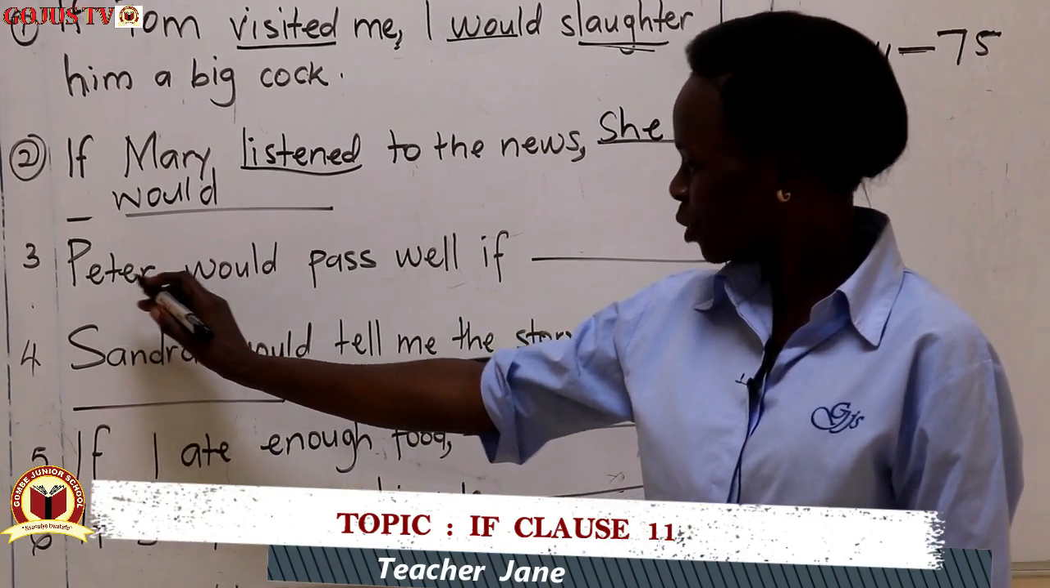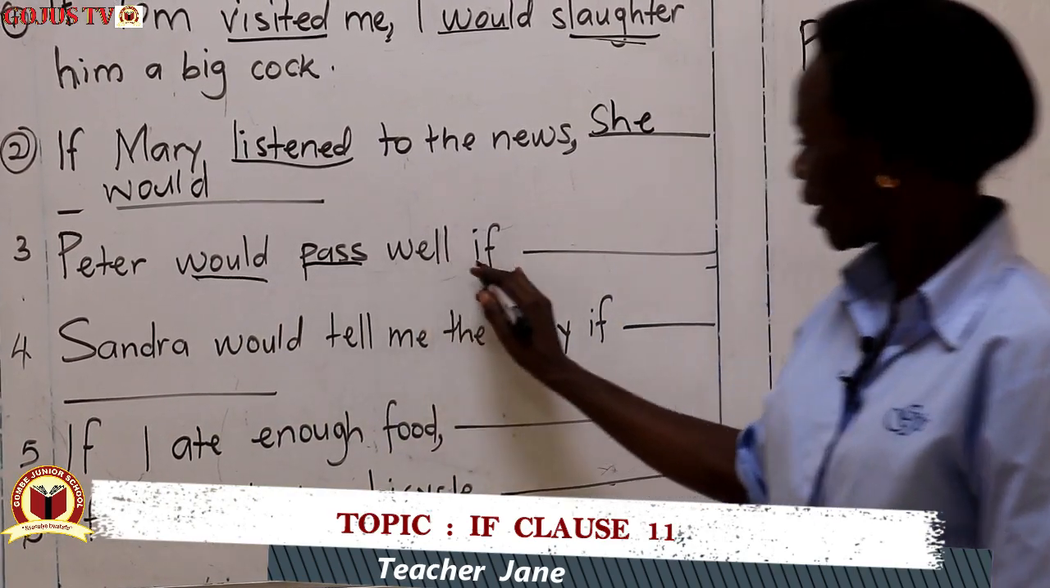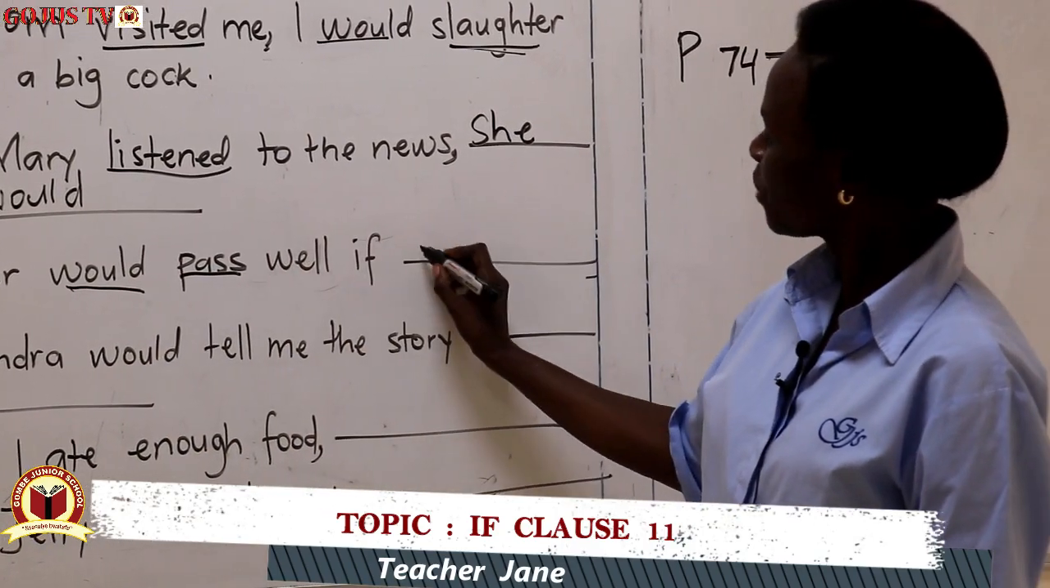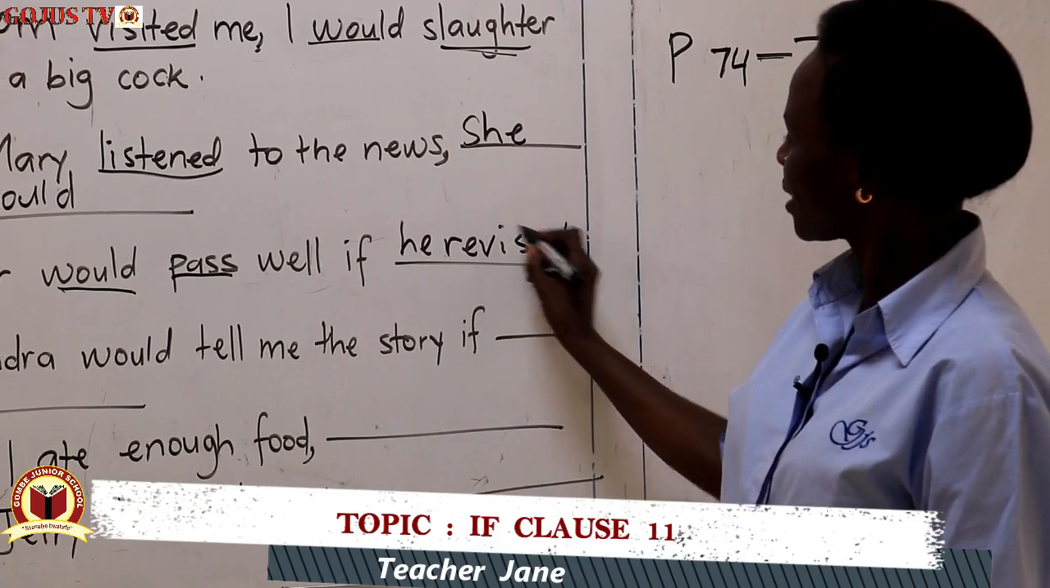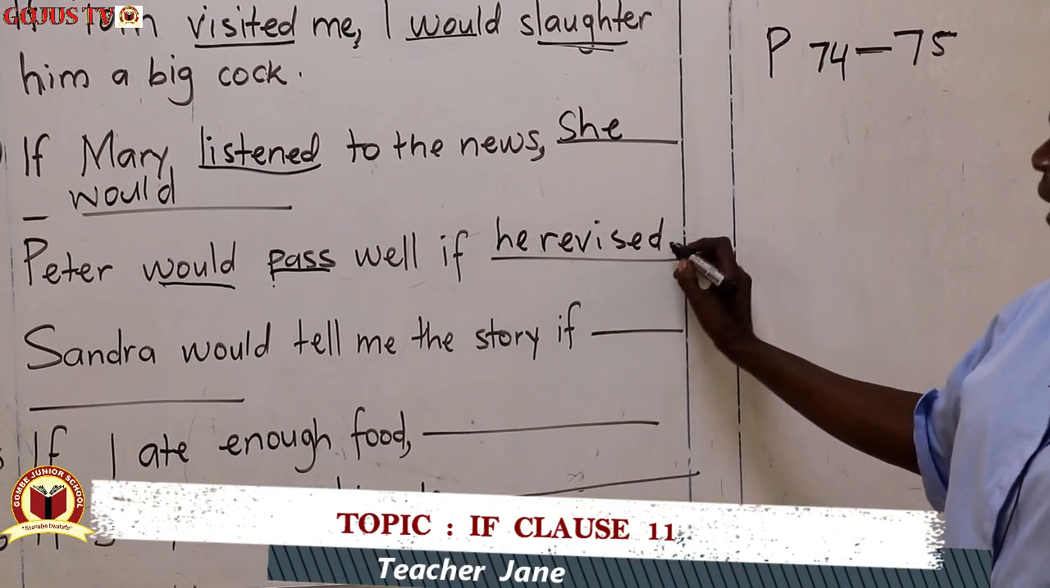Number 3 starts with the main clause. Peter would pass well if, can complete together. Peter would pass well if he revised. So this is past simple tense. Peter would pass well if he revised.